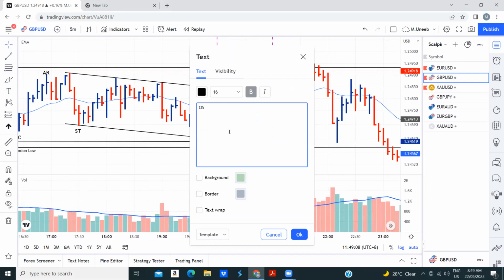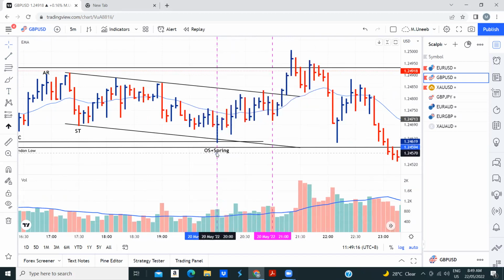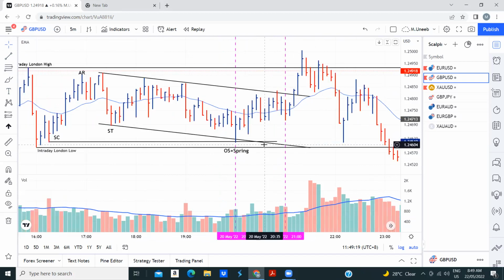Plus, we have another characteristic, spring. Am I right? Spring. Oversold plus spring, according to the situation. So do you understand these semantics? You don't have to learn them. You just have to understand how these things make sense. Got it? Okay. So this is oversold and spring.